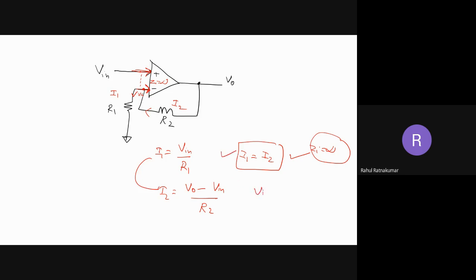So this implies V in divided by R1 equals (V out minus V in) divided by R2. Now can you simplify this? Taking V in common, (1 plus R2 by R1) times V in equals V out, something like this. R2 is there. So what happens? V out divided by V in is the gain. This is what we are interested in: V out divided by V in.